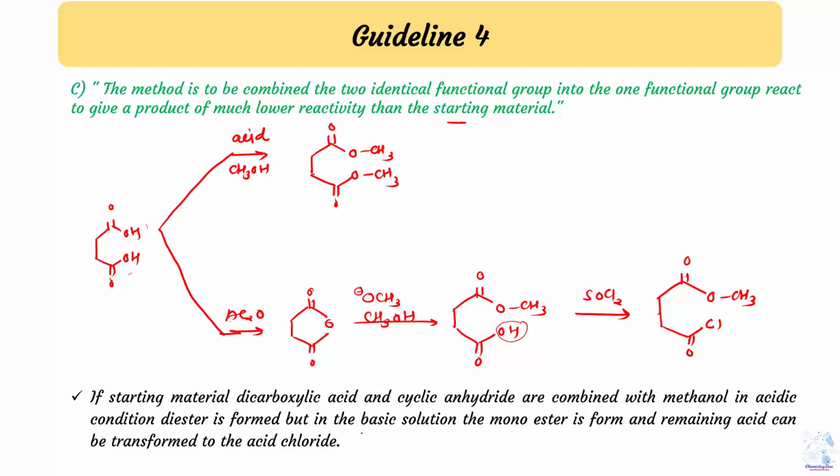If the starting material, a dicarboxylic acid or cyclic anhydride, is combined with methanol in acidic condition, a diester is formed. But in basic solution a monoester is formed, and the remaining acid can be transformed into the acid chloride. So what is the take-home message? You have to have two different kinds of conditions. If you have a dicarboxylic acid and you add acid, you directly get the diester, and if you have basic condition, you get a monoester, and with the monoester you can do another reaction with the OH. That is the important part.